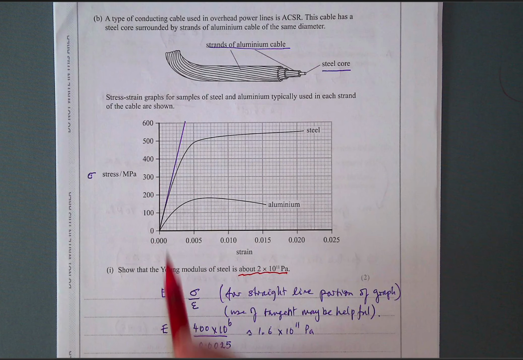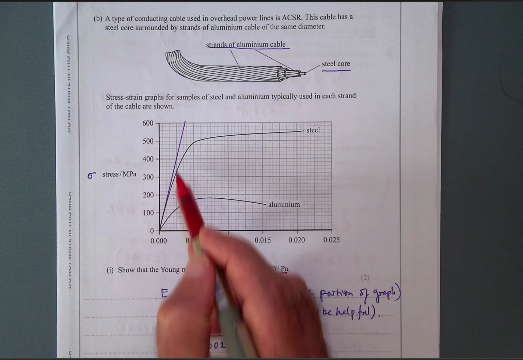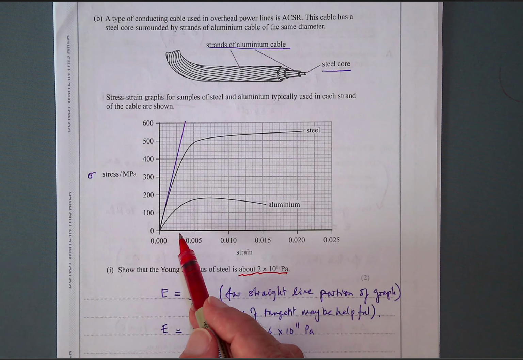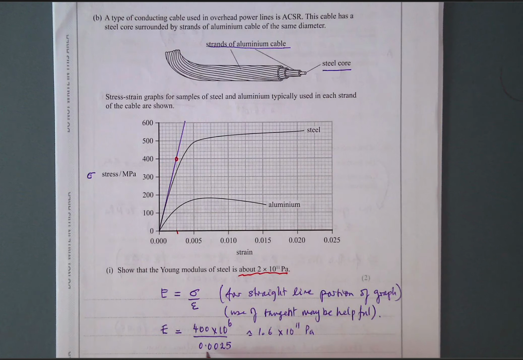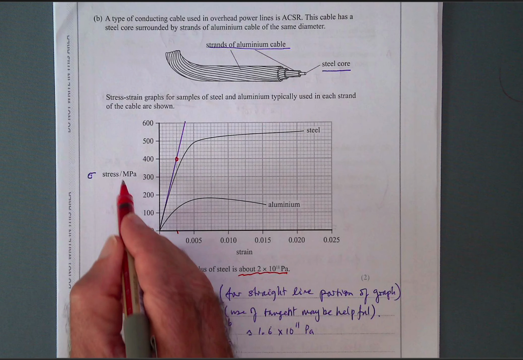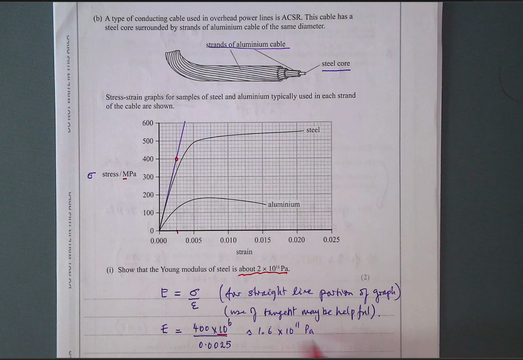Once you do that, you take values. I took values at 400 and used this point here on the graph. So 400 here, and whatever this value is there, 0.0025. So it's 400, but it's mega, so it's times 10 to the 6, and it comes out to approximately 1.6 times 10 to the 11 pascals, which gives you an answer approximately equal to 2 times 10 to the 11. Okay, so one mark is for working out from the tangent, the gradient at the initial part of the graph, and then taking the correct values to come close to 2. Okay.